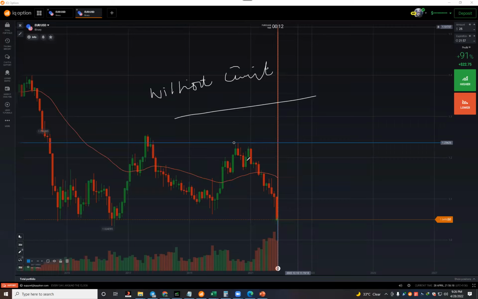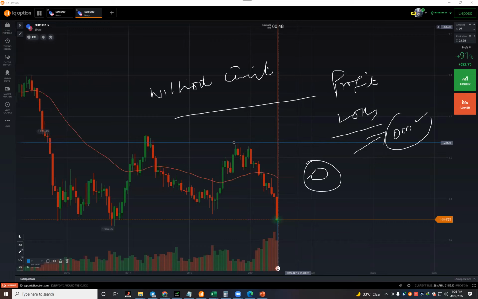If you don't have a stop point, in both cases, in profit and in loss, if you don't stop, then either you will become $0 or you will become $1,000, right? Right. But $1,000 is not possible. Zero is possible, right? Yes.